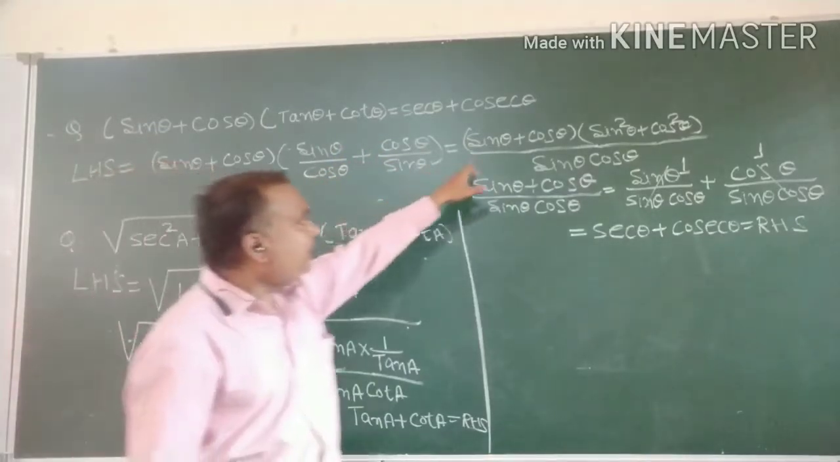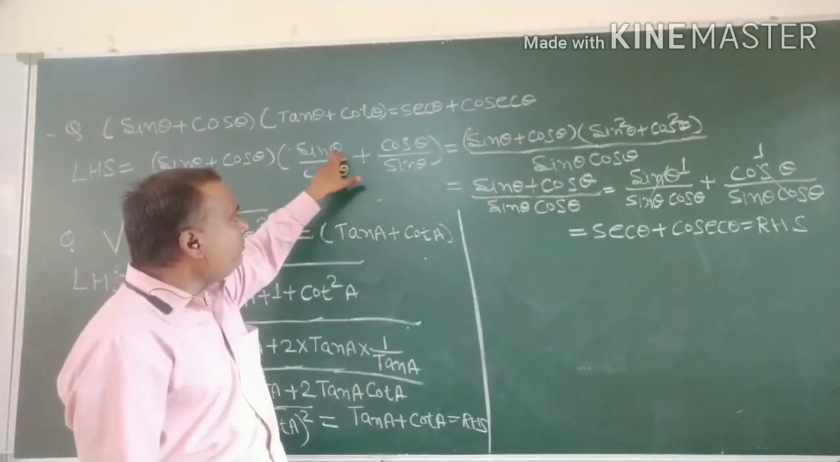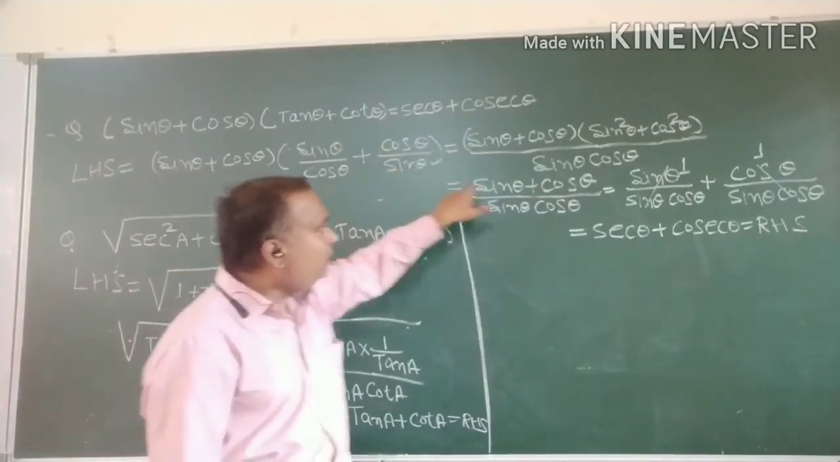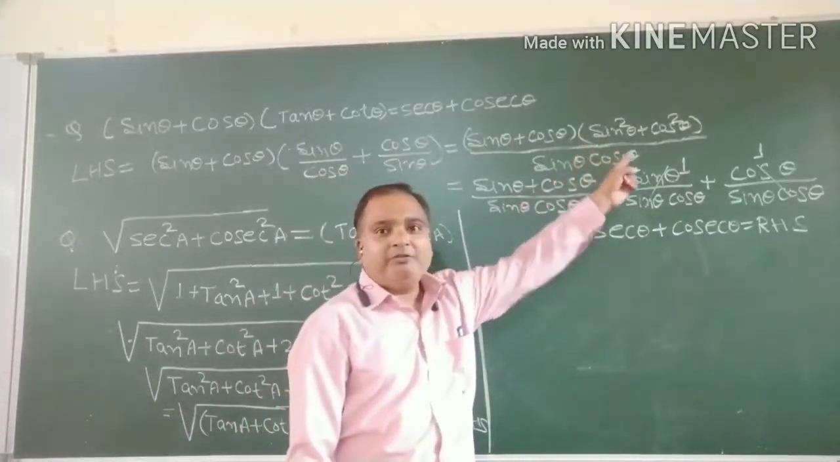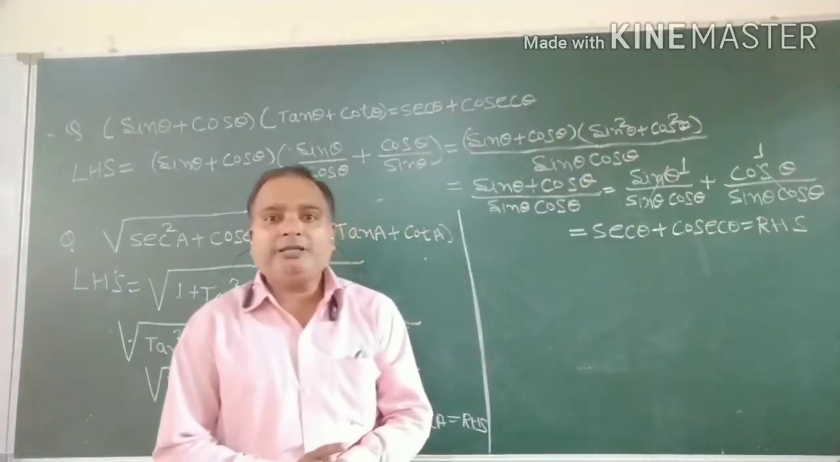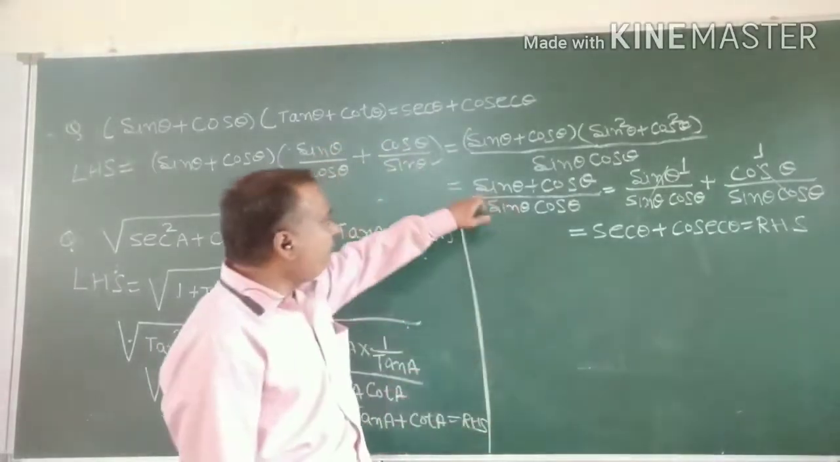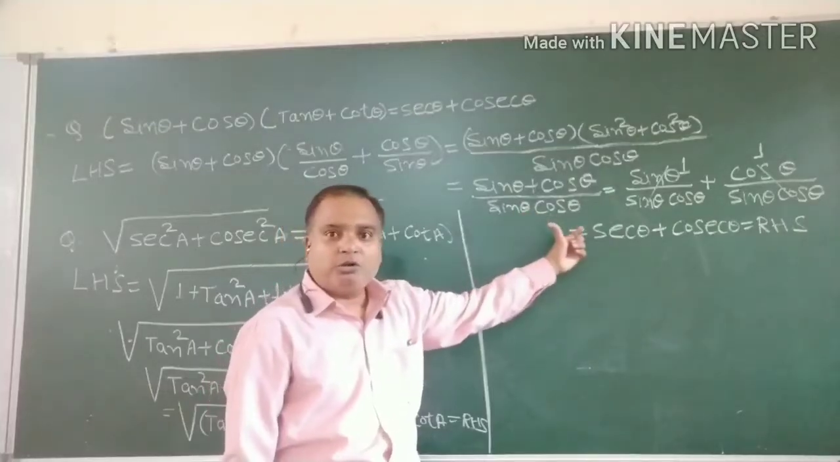So it will be sin theta plus cos theta that is as it is. When we take the LCM and simplify, it will be sin square theta plus cos square theta upon sin theta into cos theta. Now we know that from first identity sin square theta plus cos square theta equal to 1. So the numerator will be sin theta plus cos theta upon sin theta into cos theta.